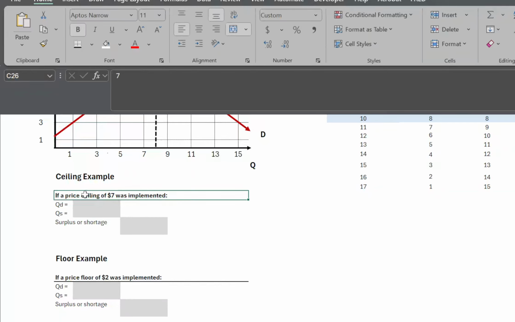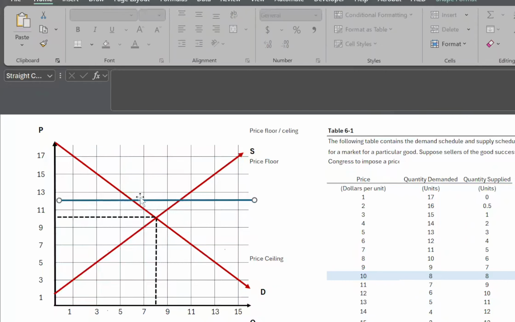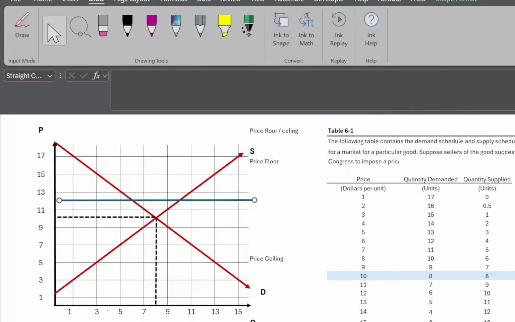Let's look at the ceiling. Let's do a couple examples. Remember, the price is $10. So I'm going to do a ceiling of $12, and let's see what happens here. What is a ceiling? A price ceiling is where the government says you cannot charge above a certain price. It's a ceiling.